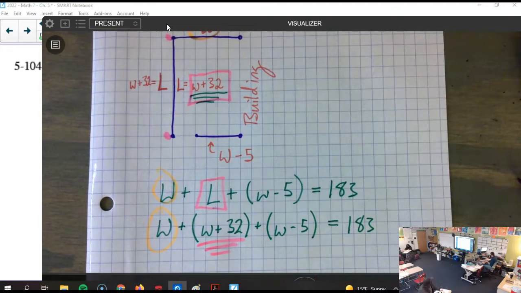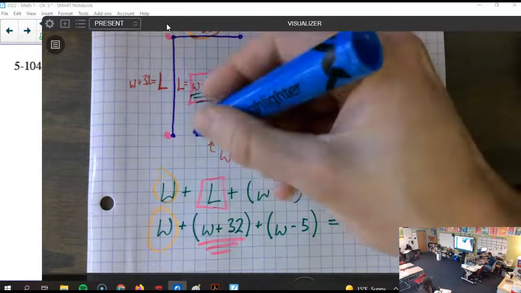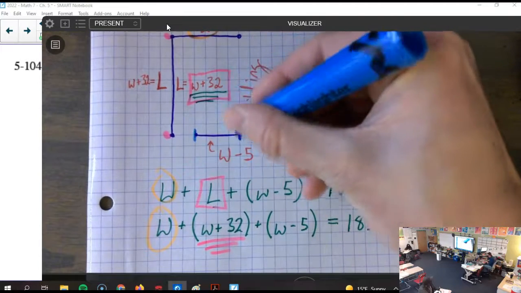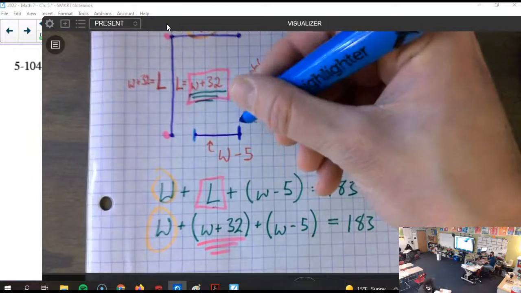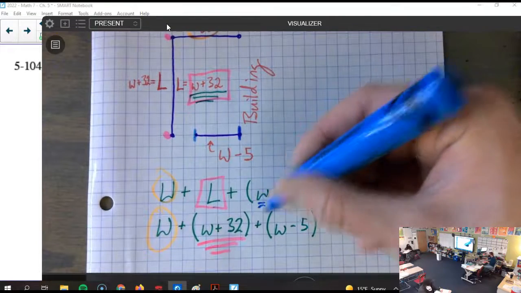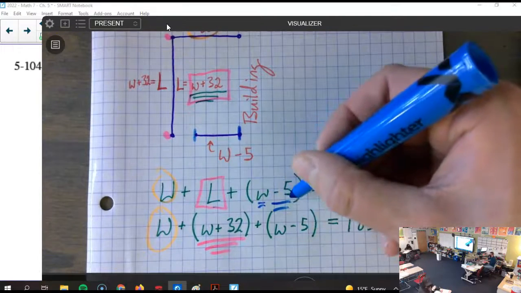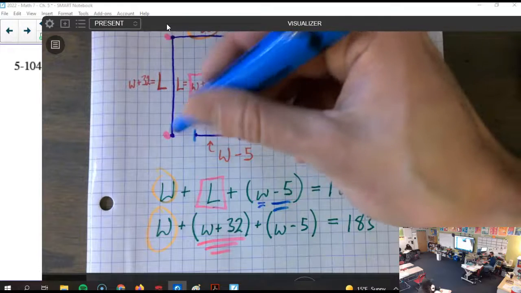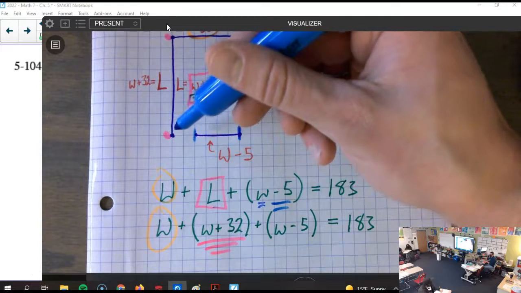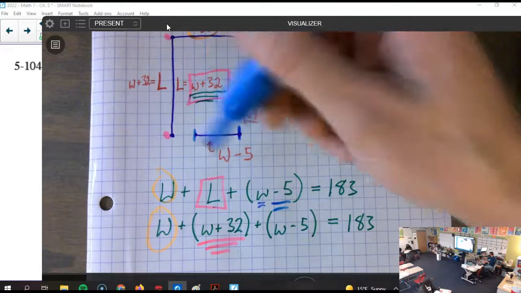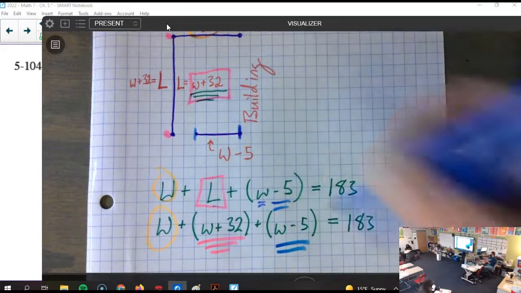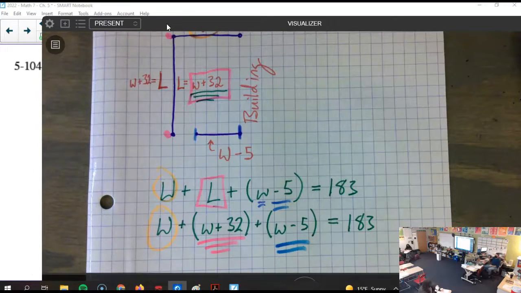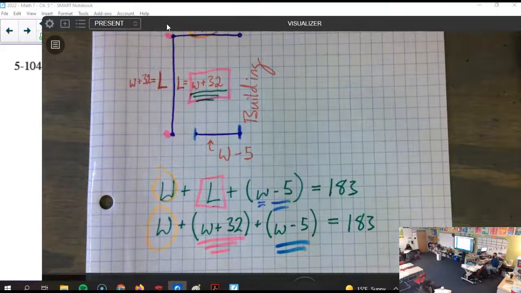Then my side at the bottom is sort of a width, but they told us it's actually the width minus 5 because we've got a gate that goes in right here, and you got to buy your gate separately. So that W minus 5 came from my side that is a width but has 5 feet missing for the gate. Questions?